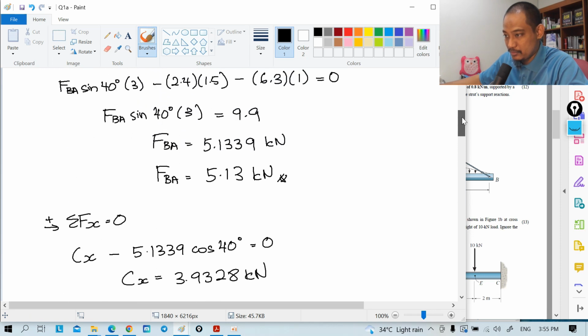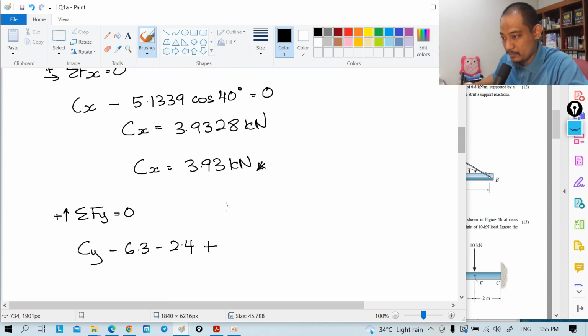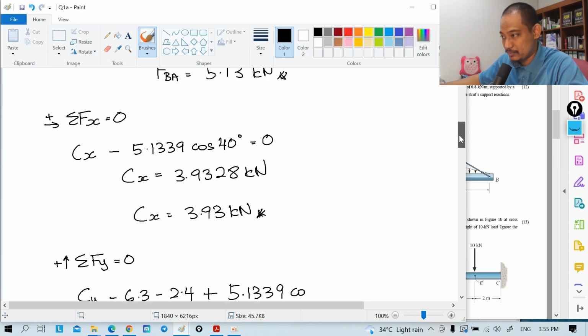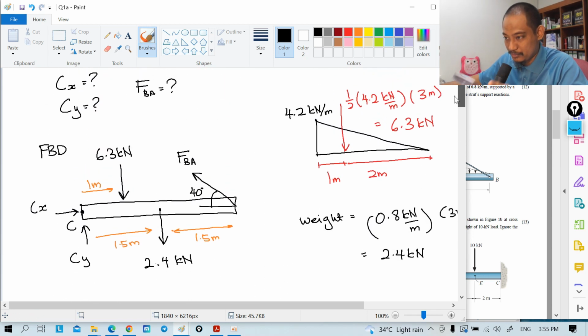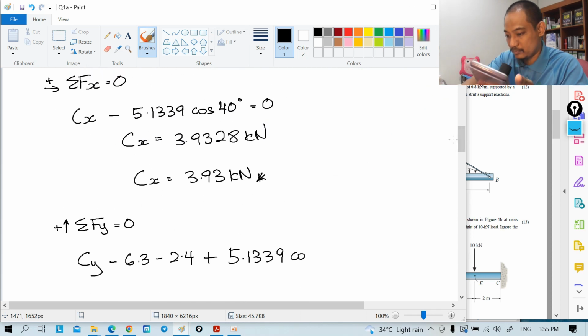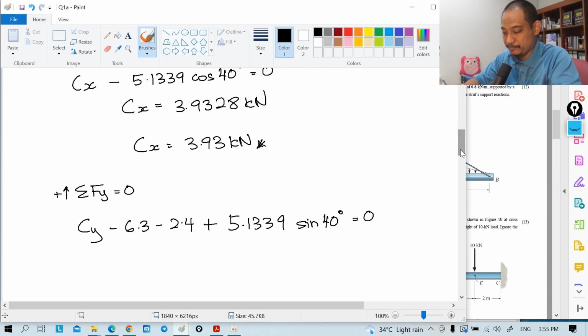FBA, which is 5.1339, then cos, no, it's not cos, it's sine, right? The y component, sine 40 degrees, equals 0. So calculating these numbers, minus 6.3 minus 2.4 plus 5.1339 times sine 40 degrees.